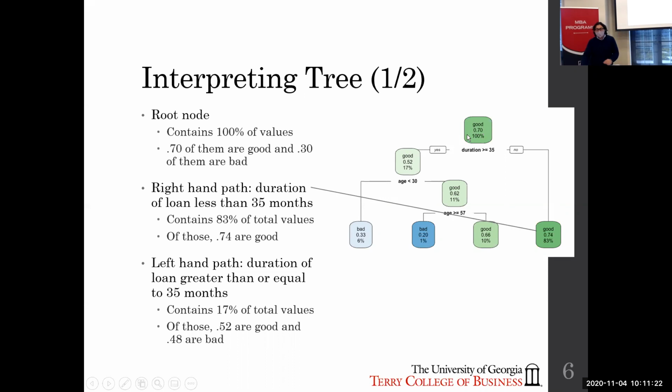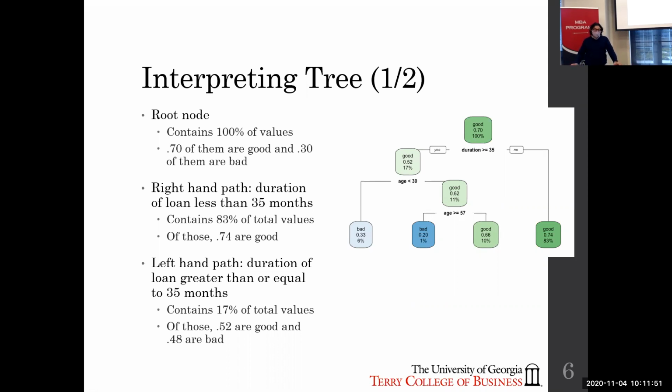So your root node contains 100% of the values, right? That's the 100% that you can see inside of that node. And within the root node, 70% of the values are good and 30% of the values are bad, right? So that's what's happening inside of that node. And then you have two different paths, right?